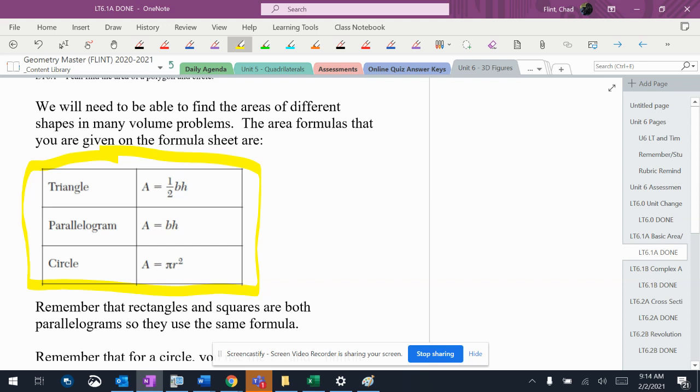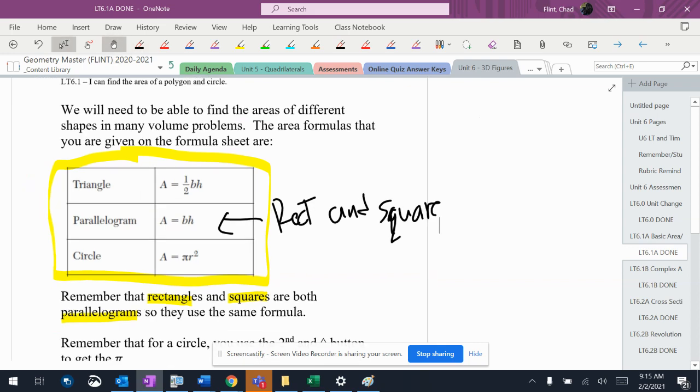The most important thing is to remember that rectangles and squares are both parallelograms, so they use the same formula. That formula works for rectangle and square also. Sometimes people ask, why don't I get the formula for rectangle? You do. You just have to remember that it's a parallelogram.